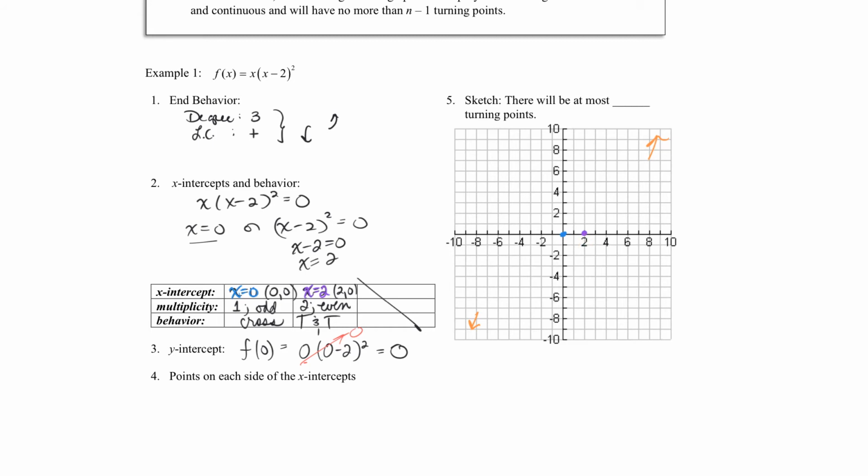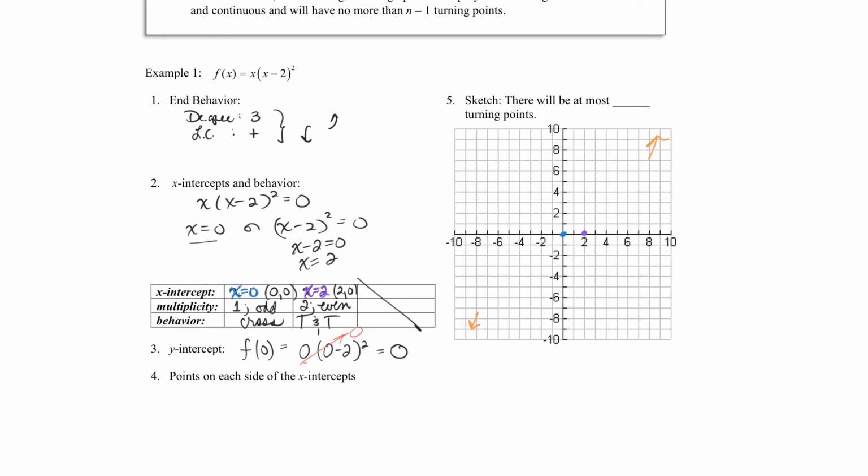So pause the video for a minute and think about that. Is it going to touch and turn from above, or is it going to touch and turn from below, and why? So hopefully you've thought about it and you realize that if in the end it has to rise to the right, it's got to be touching and turning from above, right? If it's touching and turning from below, it would have to turn around and cross the x-axis again, and we know it doesn't do that because these are the only two x-intercepts.